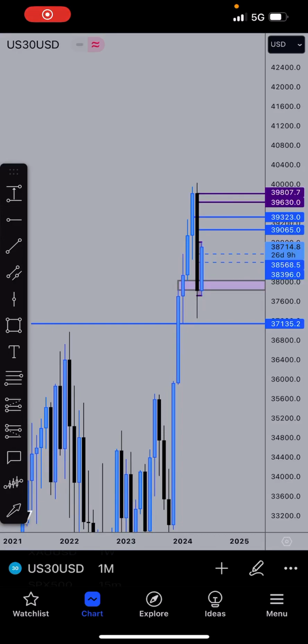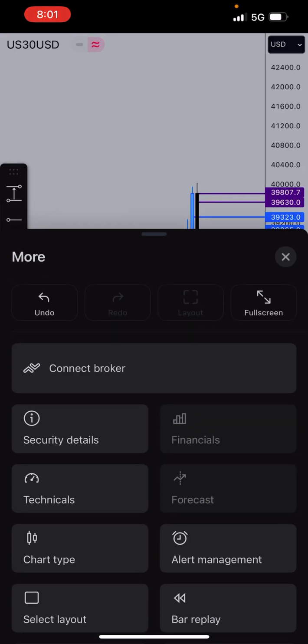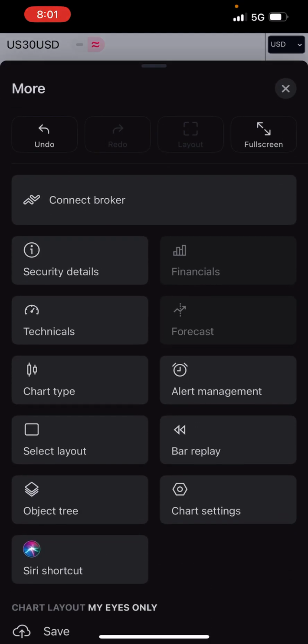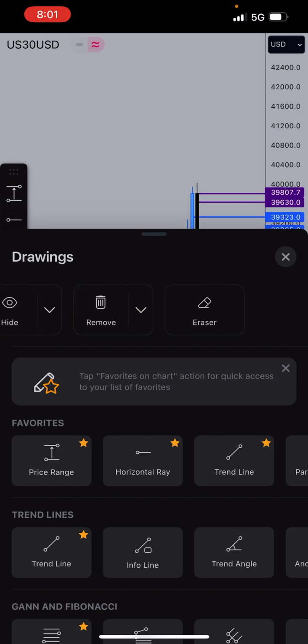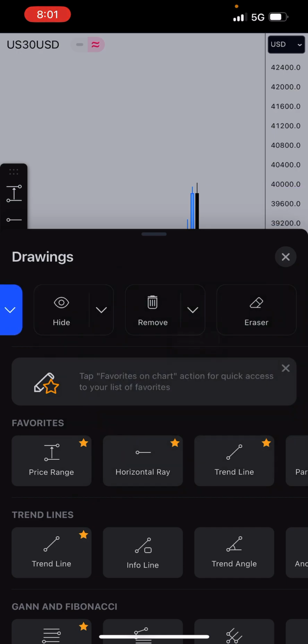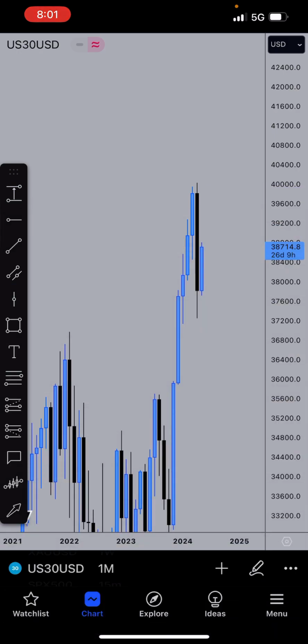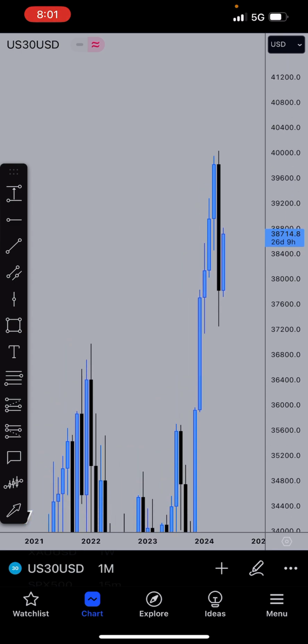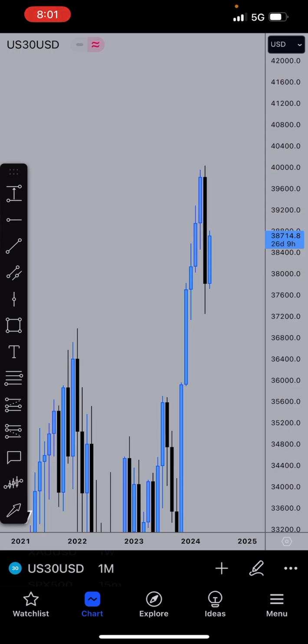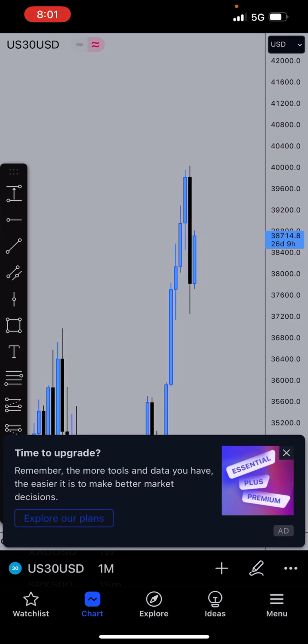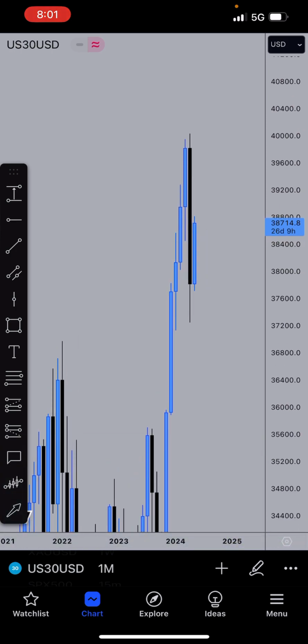Alright guys, so we're going to do a markup on US 30. What I'm going to do is delete these drawings. I already did a markup on my computer last night, so I pretty much know the projections, but I want to go from the top and show you guys from the monthly time frame how I analyze and come up with my bias, right?